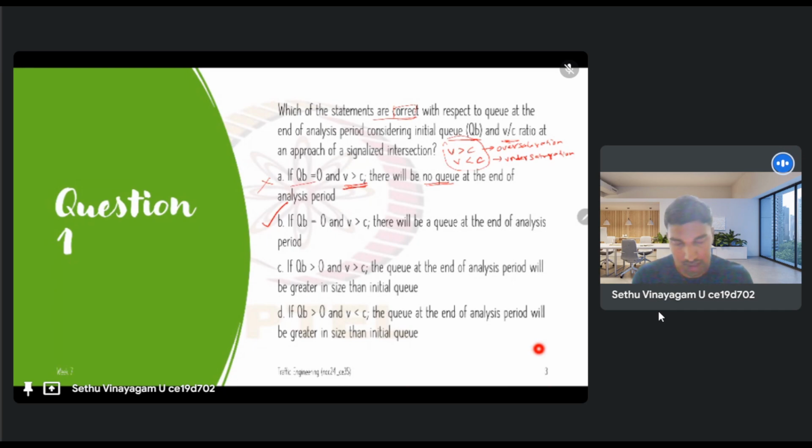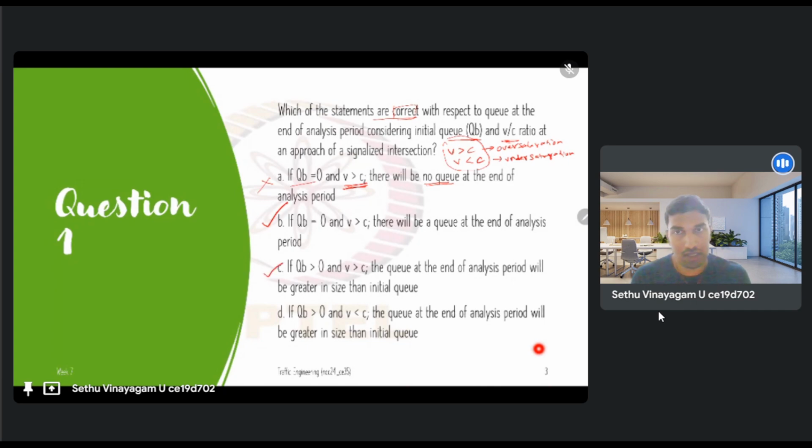So before we start our analysis itself, there is some Q there, that is QB, which is greater than 0. And during the period V is greater than C, the Q at the end of the analysis period will be greater in size than the initial Q, right? So this is also correct, right?